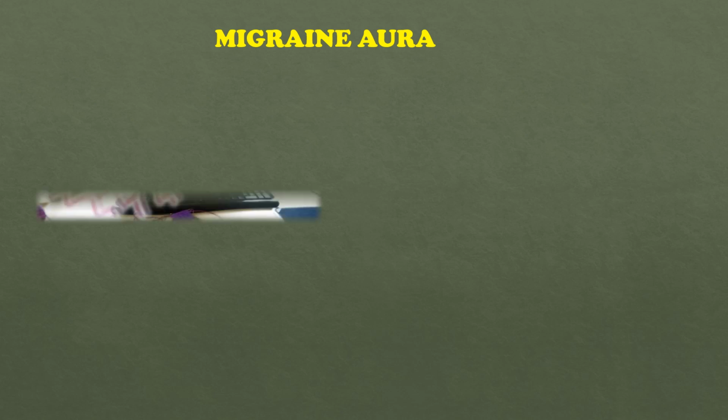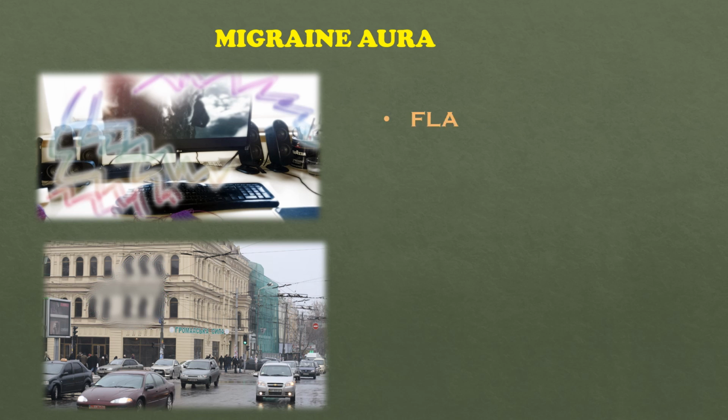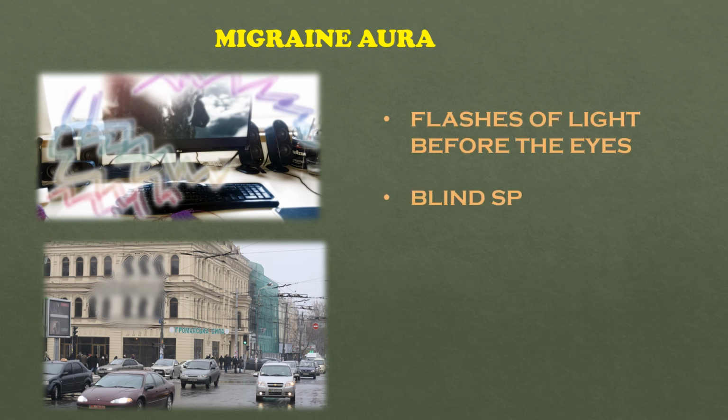People with migraine commonly experience a distinct migraine warning sign called the migraine aura. They include visual and sensory symptoms such as flashes of light before the eyes, blind spots, and blurring of vision. There may also be partial loss of vision known as scotoma.